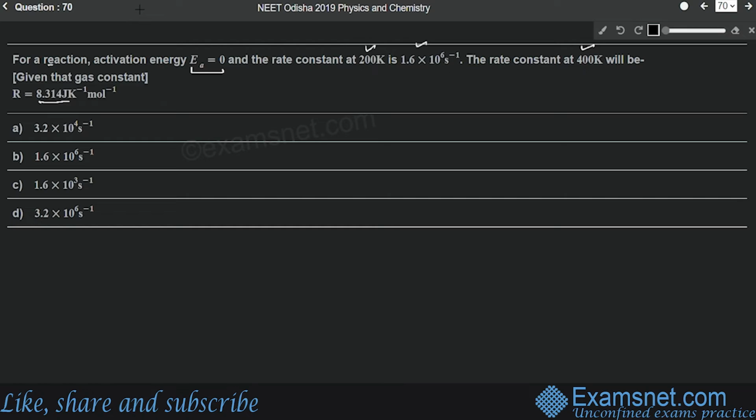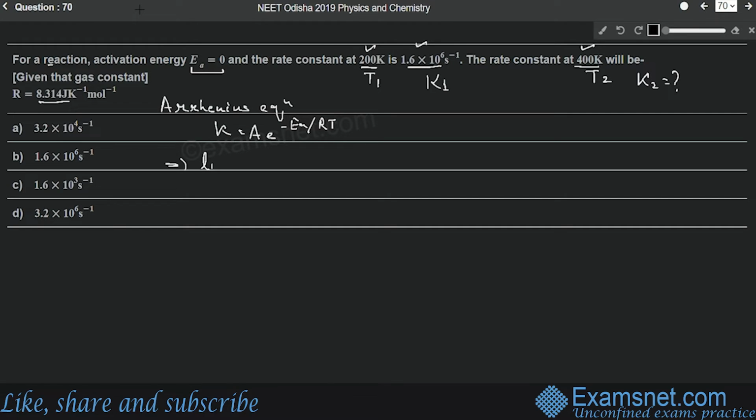Okay, so we have two temperatures. First one is 200 Kelvin, so this is T1, and the second is 400 Kelvin, this is T2. Okay, now the rate constant at T1 is given as 1.6 into 10 to the power 6 per second. So this is K1. And we have to find out the rate constant at T2. That means we have to find out the value of K2. So let's use the Arrhenius equation here. We know that according to the Arrhenius equation, K is equal to A into e to the power minus EA by RT. Okay, you have to remember this formula.